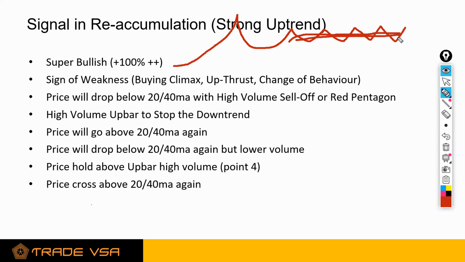Okay, which is pretty normal because it's a ranging sideways market. But most important is that whenever this up bar high volume, this is point number 4, usually it will happen somewhere around here. Again, doesn't mean that all the stocks will happen around here, but most of the time. So sometimes it will be here, sometimes it's here, sometimes later on.